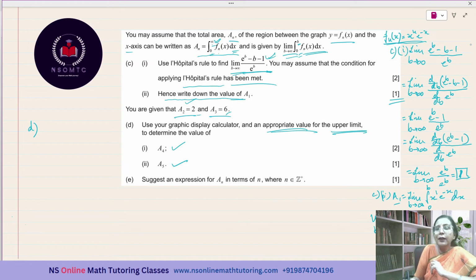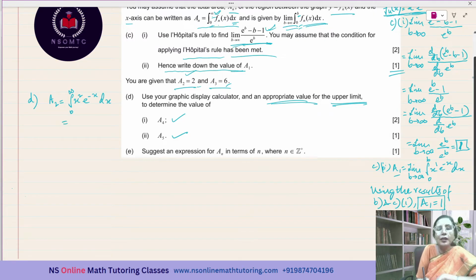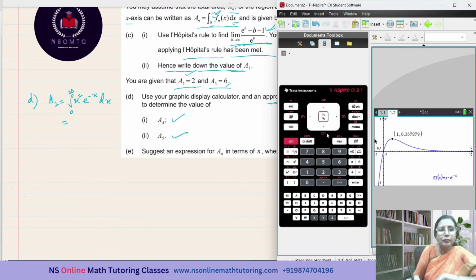An will be the integral of fn, which is x to the power of n and e to the power of negative x. So I can write this as a2 will be equal to the integral from 0 to infinity of x to the power of 2 and e to the power of negative x dx. Let us find out what is the value. They have given the value to be equal to 2. Let us just check.